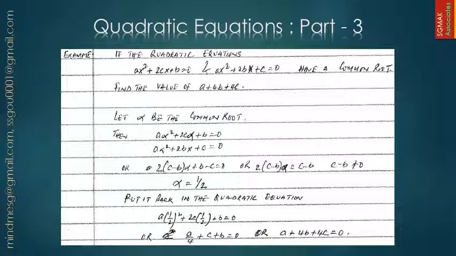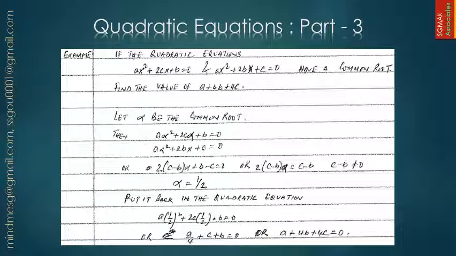Okay, first problem. If the quadratic equations, there are two of them here, ax squared plus 2cx plus b equals 0 and ax squared plus 2bx plus c equals 0, have a common root. So if quadratic equations have two roots, and now you've got two quadratic equations and they have a common root, so it's common for both. You designate them as alpha. So if they have a common root, what's the value of a plus 4b plus 4c?